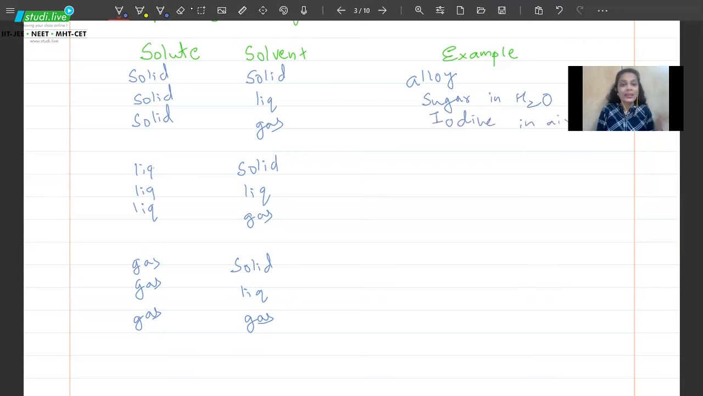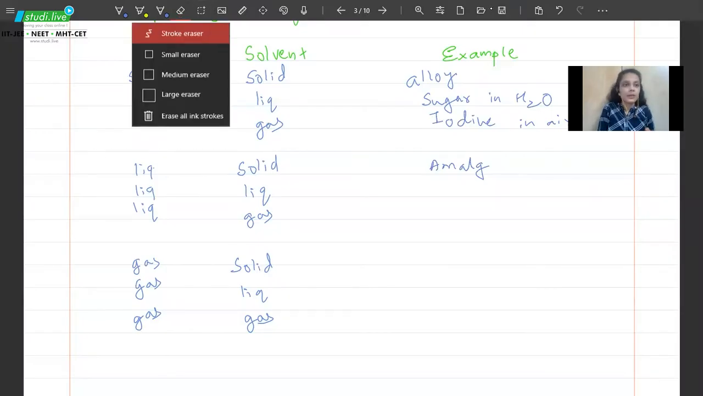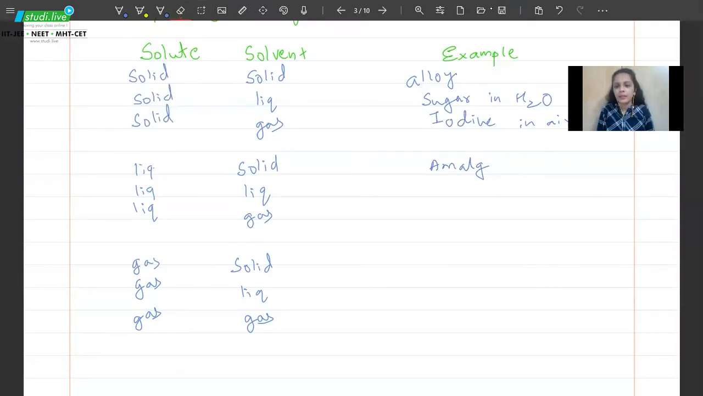Then we have liquid in solid, so a small amount of liquid present in a larger amount of solid. Can I say it is mercury forming an alloy with a metal? So can I say it is nothing but amalgam? Amalgam is what? Amalgam is made up of mercury with other metals. Whatever you take, you can take silver also. Okay.